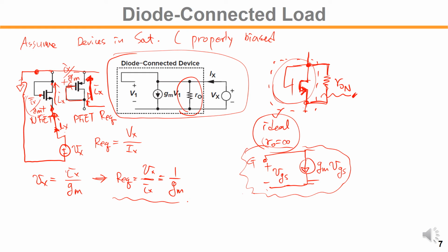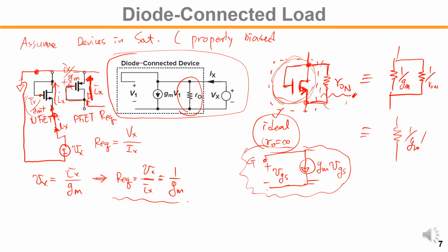We know how this transistor works, right? So in this case, on the left hand side, we know that that is equivalent to 1 over Gm. On the right hand side, we are going to place in parallel RO. So overall resistance is 1 over Gm in parallel with RO, right? So this is how we get the equivalent resistance.